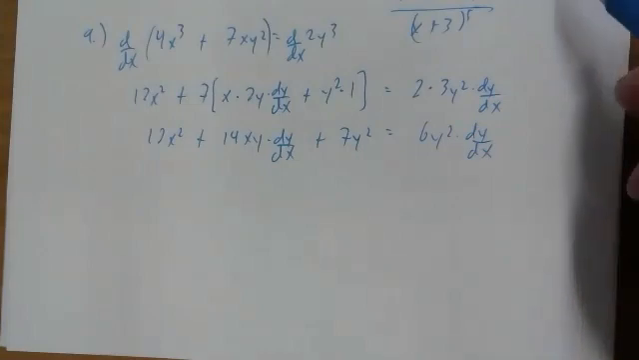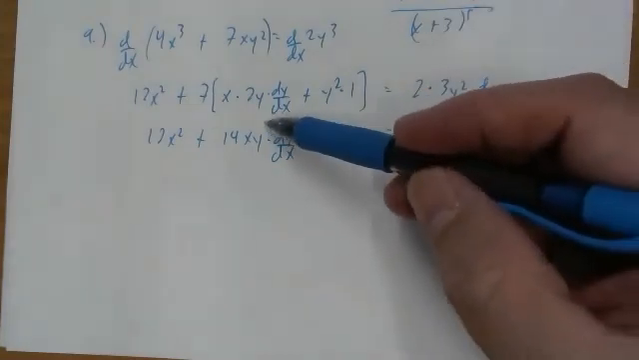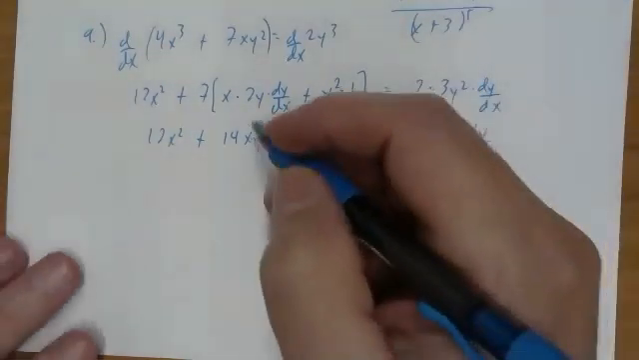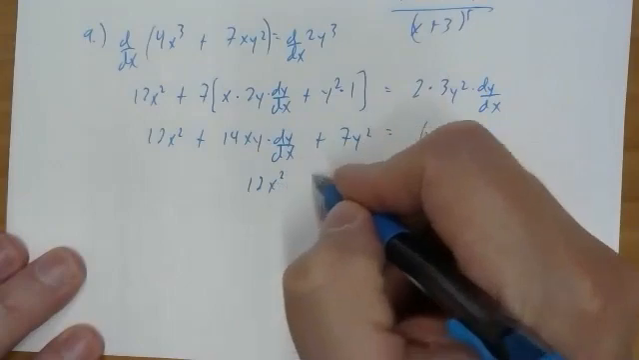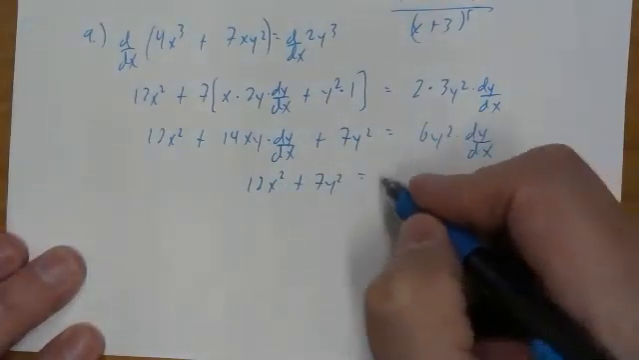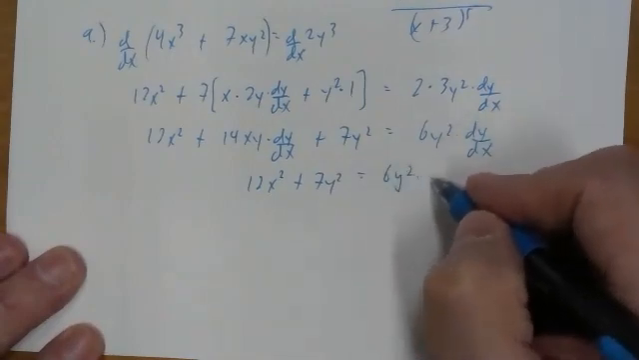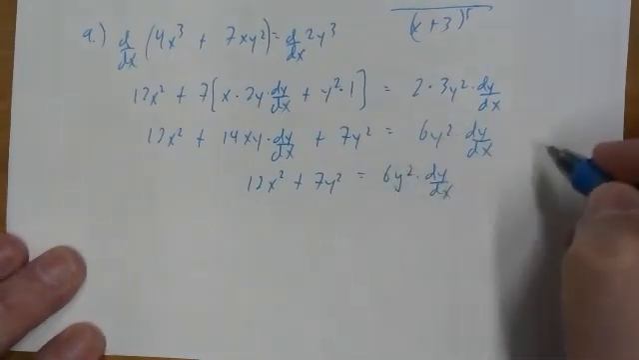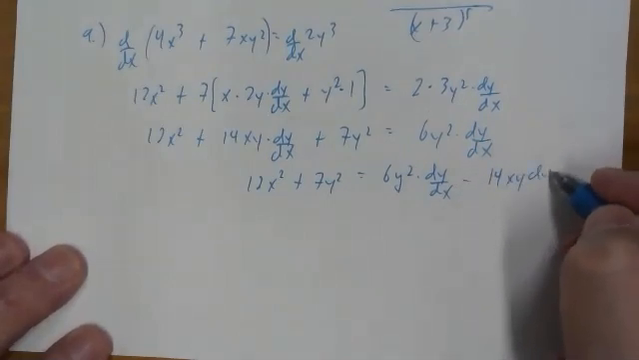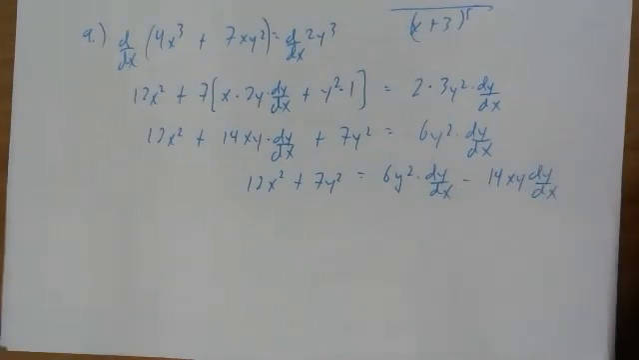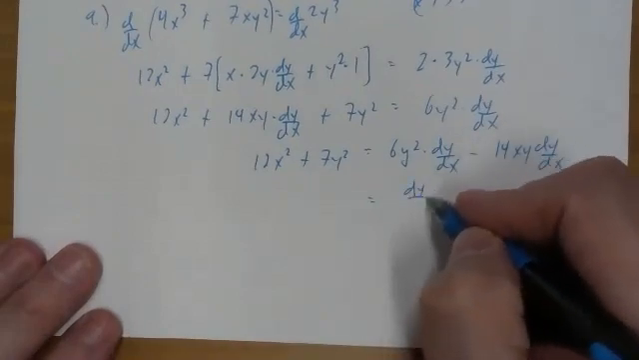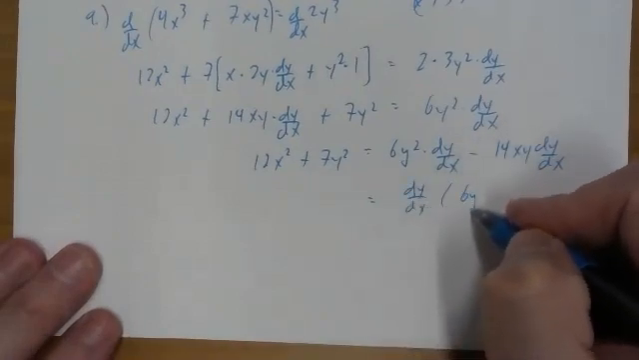Now let's get all the terms with the dy dx on the right side and everything else on the left-hand side. So 12x squared plus 7y squared equals 6y squared dy dx minus 14xy dy dx. I'm going to factor out a dy dx over here. So create some parentheses.